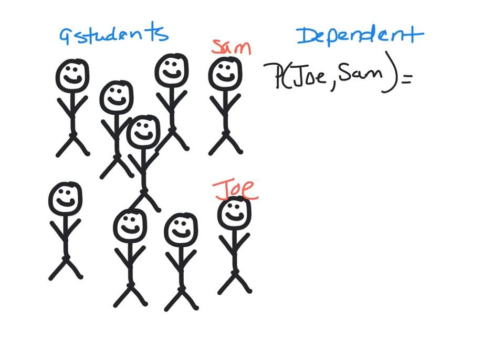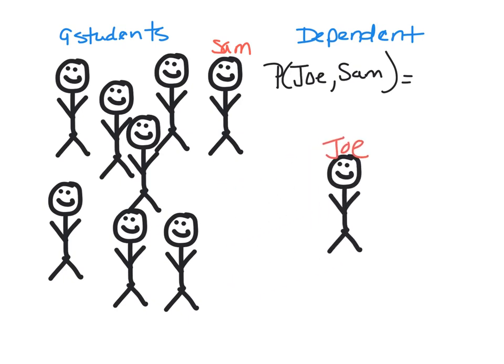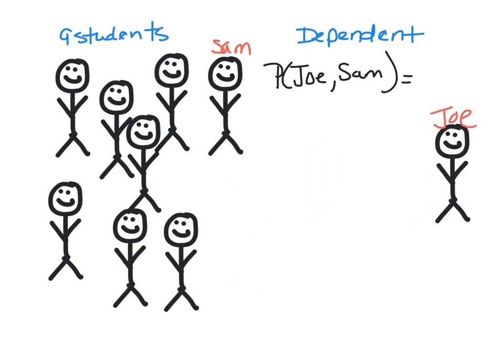In this example, I have a class of 9 students, and I'm going to look for the probability of picking Joe and Sam from this group of 9 students. This is a type of dependent probability because I'm going to try to choose Joe first, and then once Joe is selected, Joe is going to be removed from the group, and then I'm going to look at what it's going to take to pick Sam from the remaining group. So this is dependent because the number of outcomes on the second choice is going to decrease.